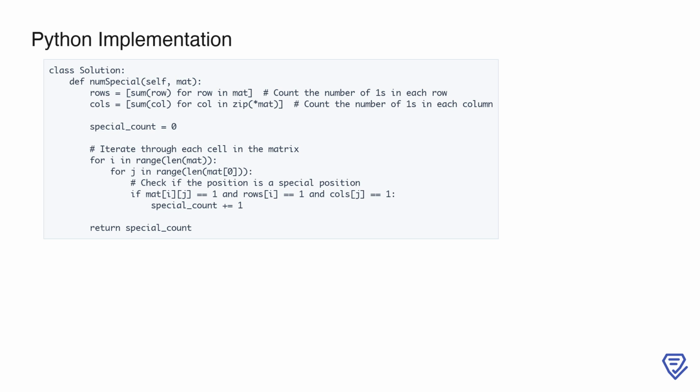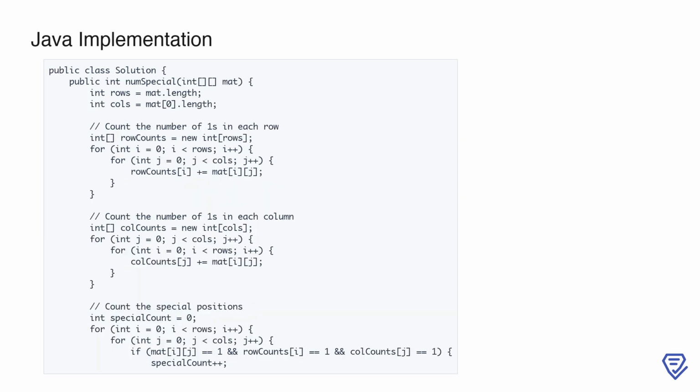It handles edge cases, such as empty matrices or matrices without any ones, gracefully by design. Here, we start by defining the numSpecial method, which takes a 2D binary matrix mat as input. First, we determine the number of rows and columns in the matrix using mat.length and mat[0].length. Next, we initialize an array rowCounts to keep track of the number of ones in each row.